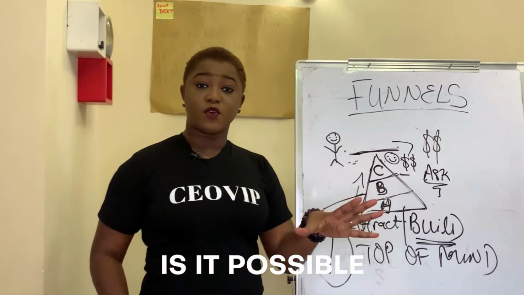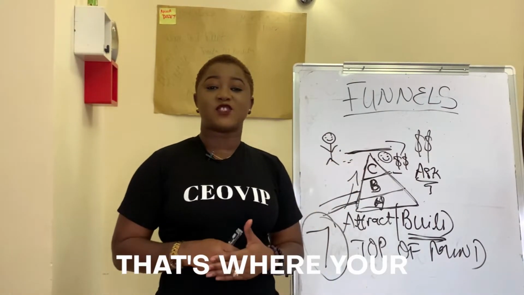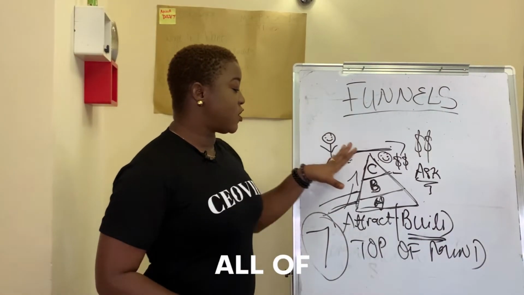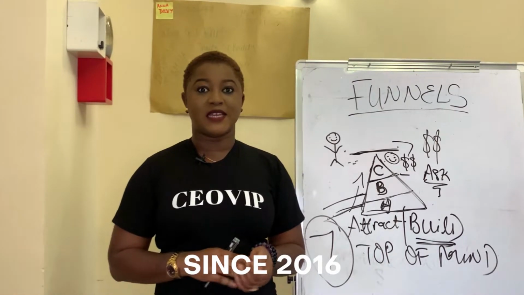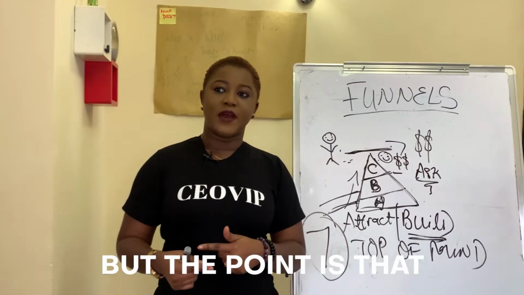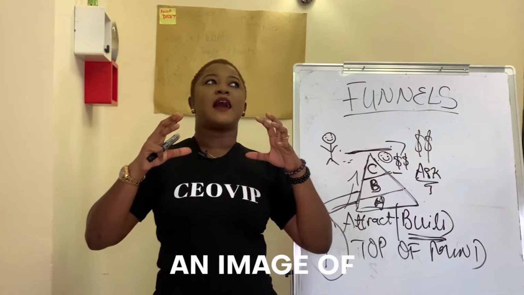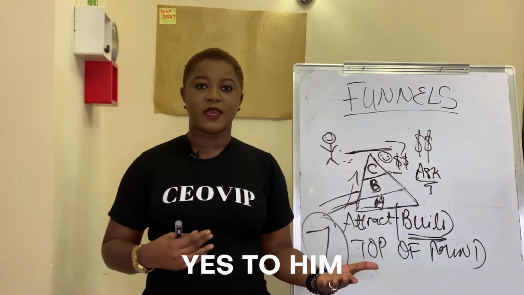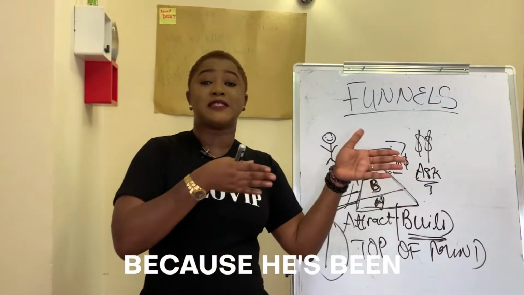Now, is it possible for you to take this whole process and automate it? Yes, that's where your email marketing comes in, and that's where your content marketing comes in. You can automate all of this process. For example, I've been subscribed to Anthony Morrison since 2016, and I still receive his emails. Some of those emails are recycled. But the point is that I remember him, and in my mind, he has created an image of consistency. So I'm sure that when I say yes to him, he's not going to let me down. He's actually going to deliver on what he said he's going to deliver on, because he's been that consistent.